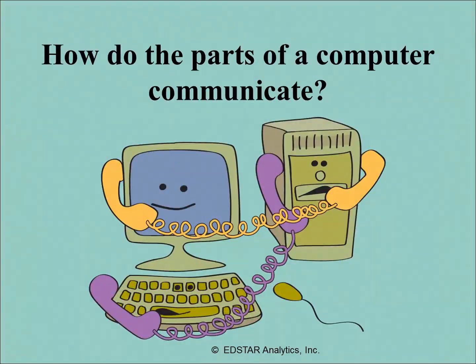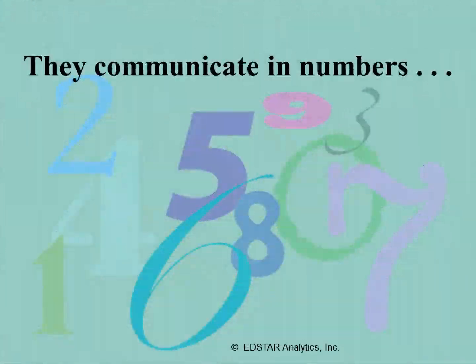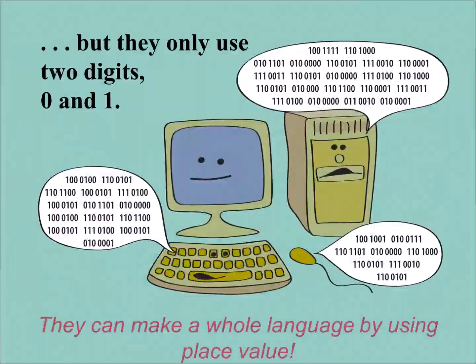If you've got time, because the student already understands how to do all the problems, what you might want to do is give examples of numbers in a different base, like base 2, which is how different parts of a computer communicate with each other. They communicate with numbers, but they only use 2 digits, 0 and 1. They can make a whole language out of place value. Remember, digits and numbers are 2 different things.